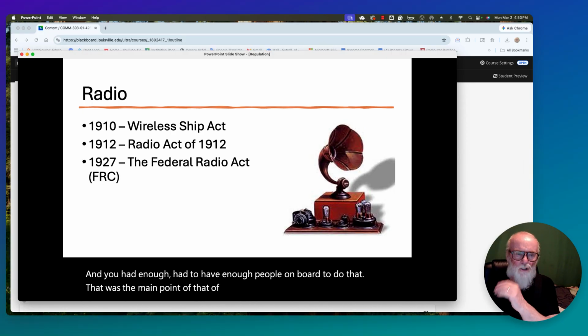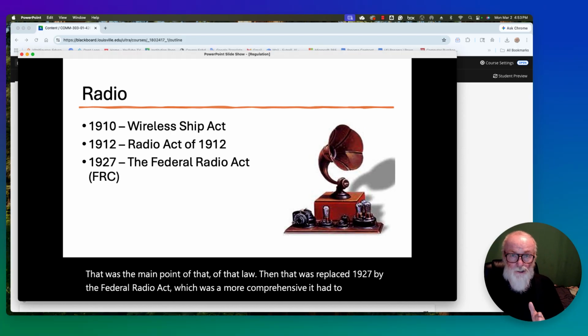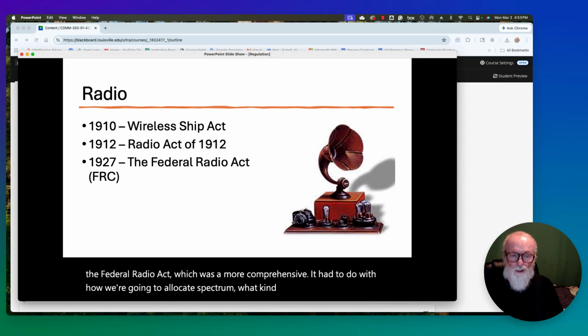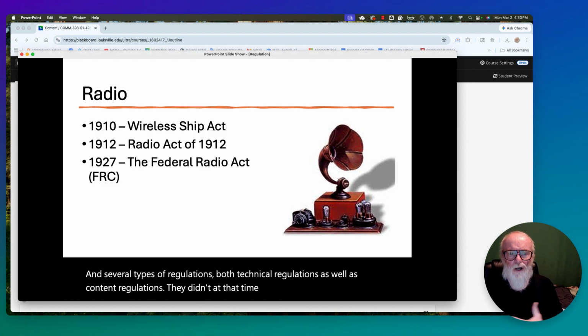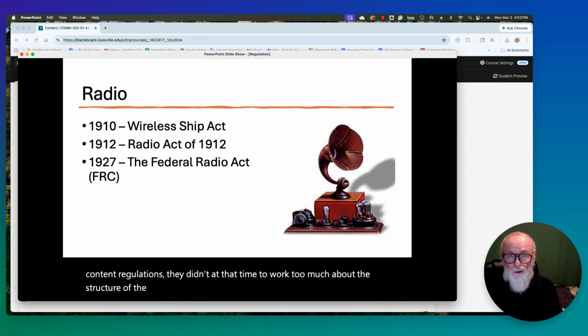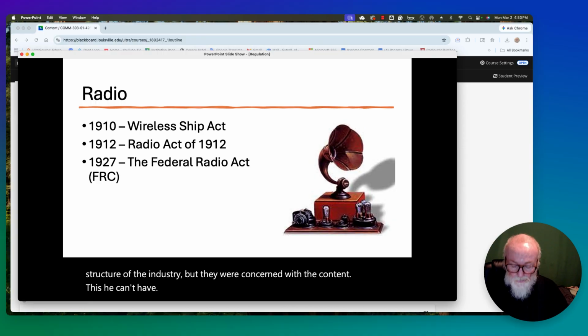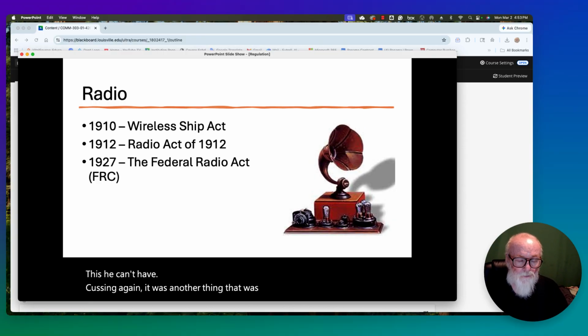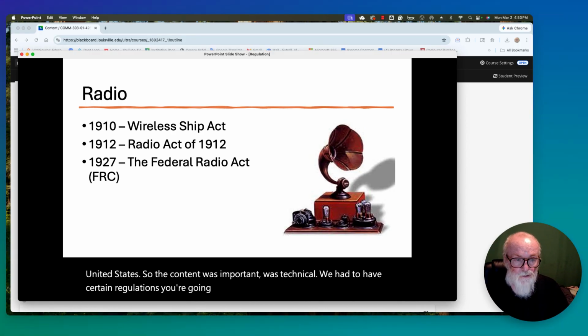Then that was replaced in 1927 by the Federal Radio Act, which was more comprehensive. It had to do with how we're going to allocate spectrum, what kind of license you're going to have, what kind of frequency you're going to use, and several types of regulations, both technical regulations as well as content regulations. They didn't at that time worry too much about the structure of the industry, but they were concerned with the content. They said you can't have cussing again. That was another thing. That was the Puritan background in the United States. So the content was important as well as technical. We had to have certain regulations. You're going to broadcast at certain frequencies, that kind of thing.